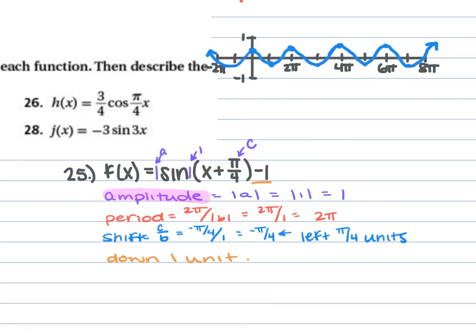So we have an amplitude of 1, a period of 2 pi, our horizontal shift, so our phase shift, is left pi over 4 units, and then we are going down 1 unit for our vertical shift.